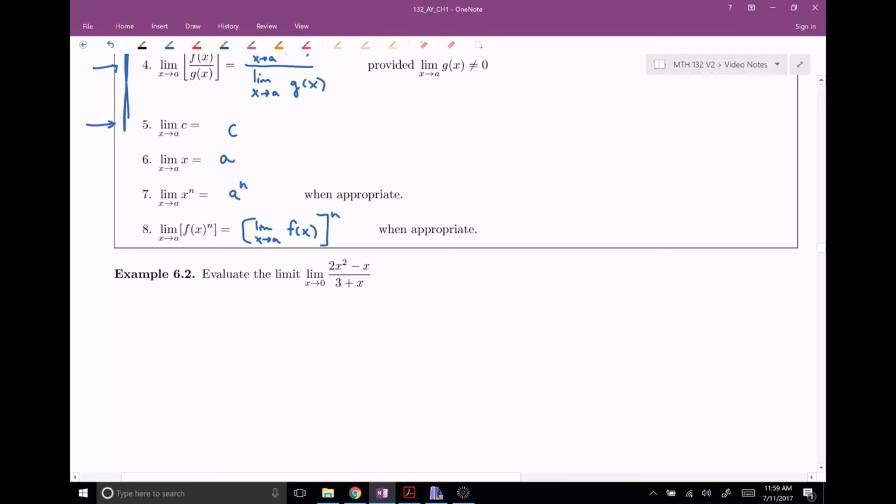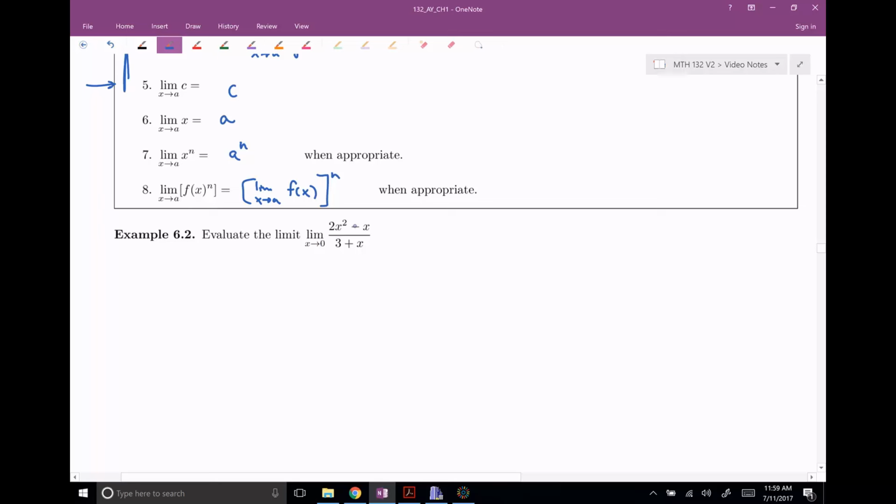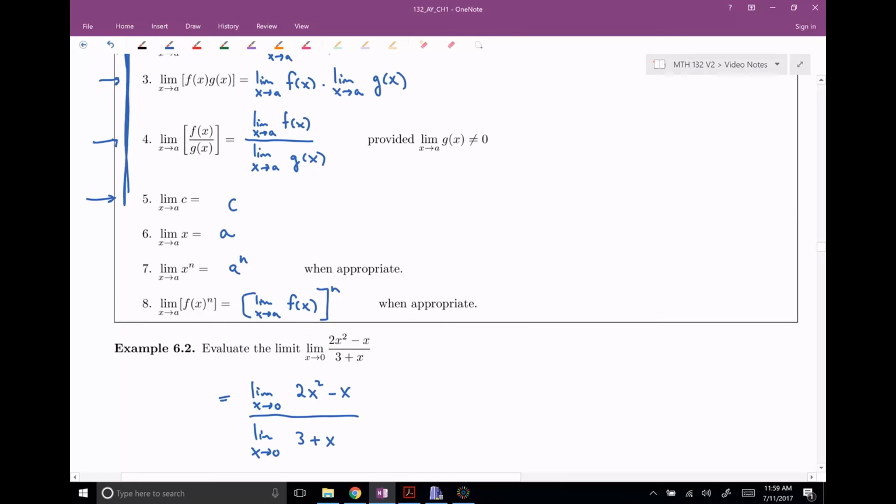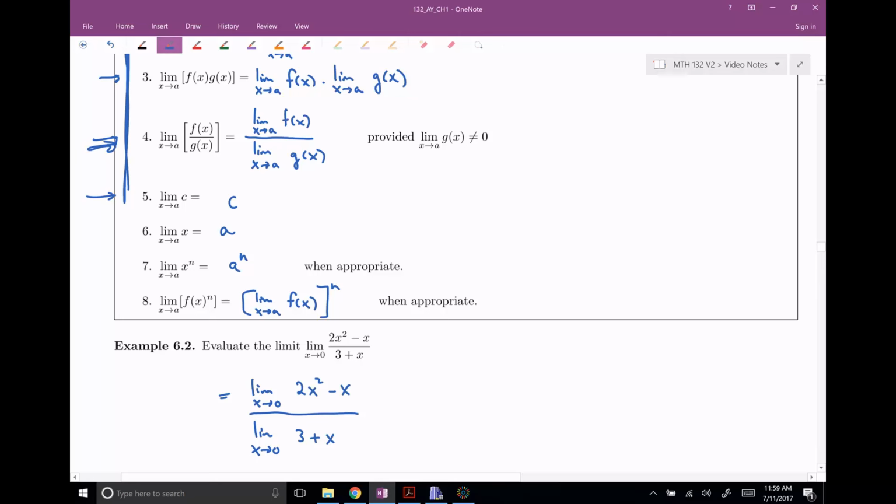Okay, so in this case, because we have this division going on, maybe my first step would be to write the limit as x approaches 0 of 2x squared minus x, divided by the limit as x approaches 0 of 3 plus x. So I'm going to distribute my limit to both the numerator and the denominator. I'm allowed to do that because of good old number 4 there. Number 4 says I'm allowed to do this.